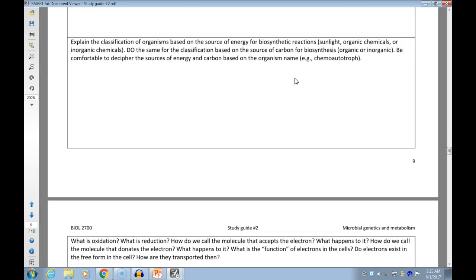Classification of organisms based on the source of energy. Remember that table? Know that table. It's a slide for metabolism. So yes, you can get a question.